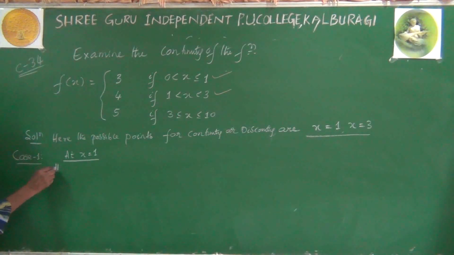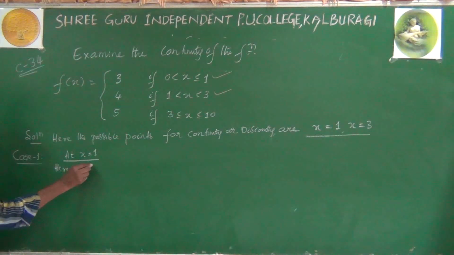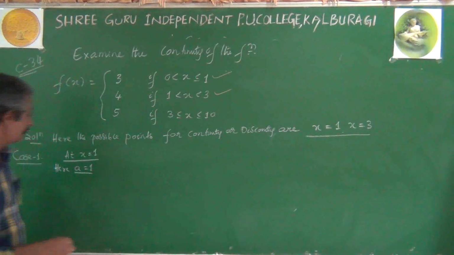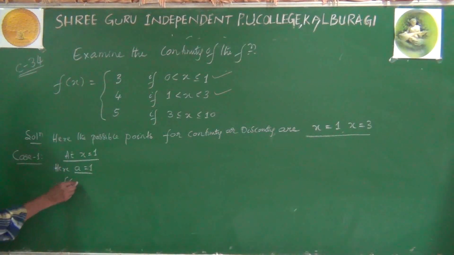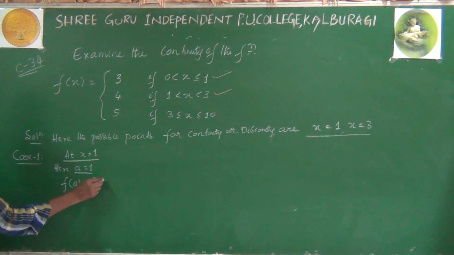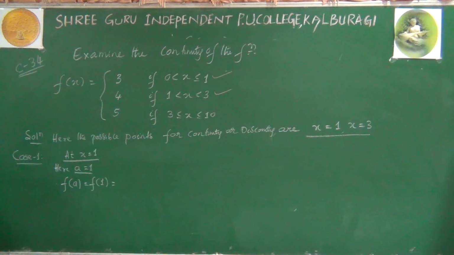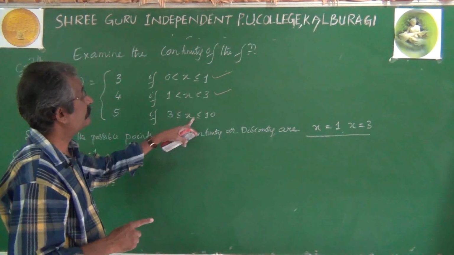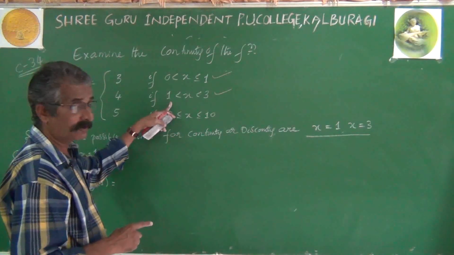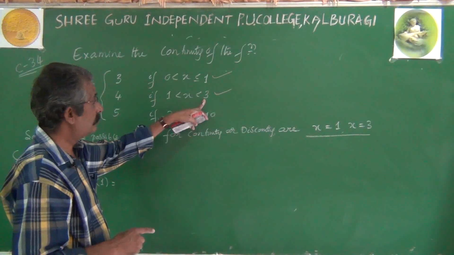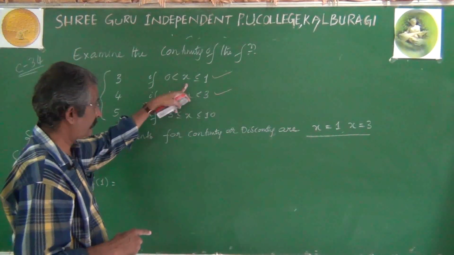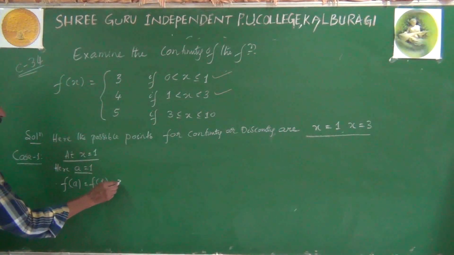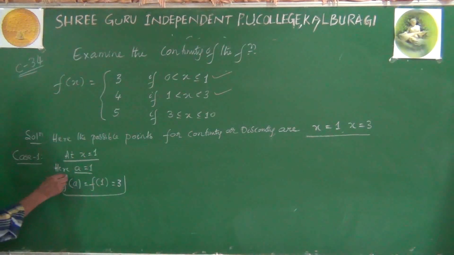So here, in this case, a equals 1. We shall find accordingly this f of a. Now f of a, that is f of 1. F of 1 means f of x where x equal to 1 stands. You search correctly. Here x equal to 1 does not stand. Here x equal to 1 does not stand. Here also x equal to 1 does not stand. Here x equal to 1 holds. For this, x equal to 1, the function is 3. That is f of a equal to 3.